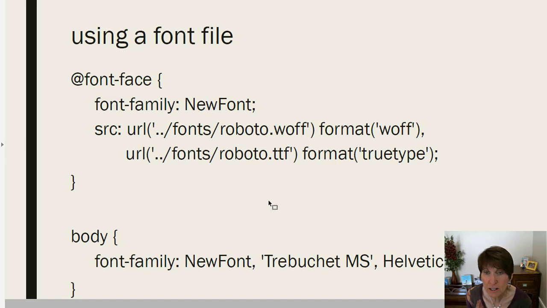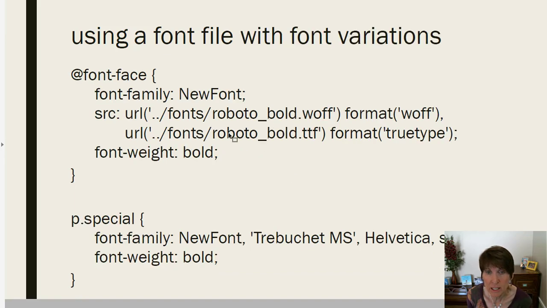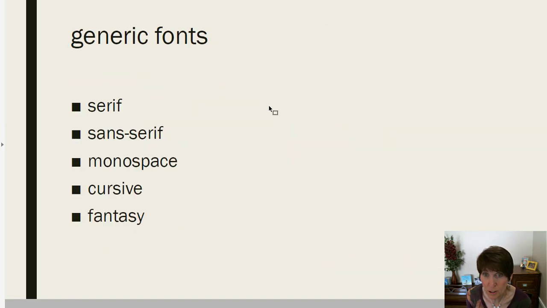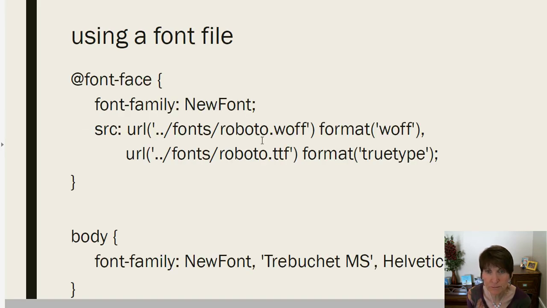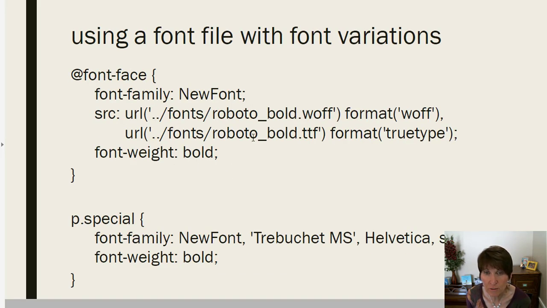So often these fonts will come with their own version of bold or italicized. And to do that, it's actually a separate file. So this would be Roboto with the bold version as opposed to Roboto with the regular version. And so if you want one for bold, then you create a second font face rule. Use the exact same font family name, but now use the different file that has the bold version, and then specify that this is related when font weight is set to bold.